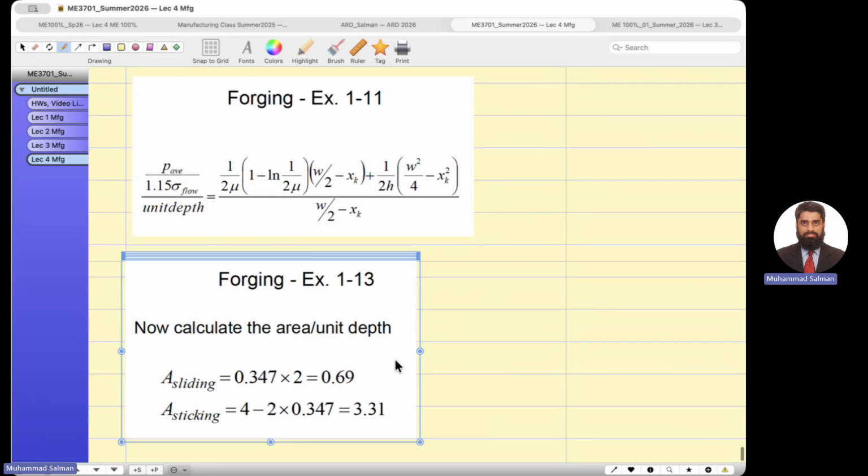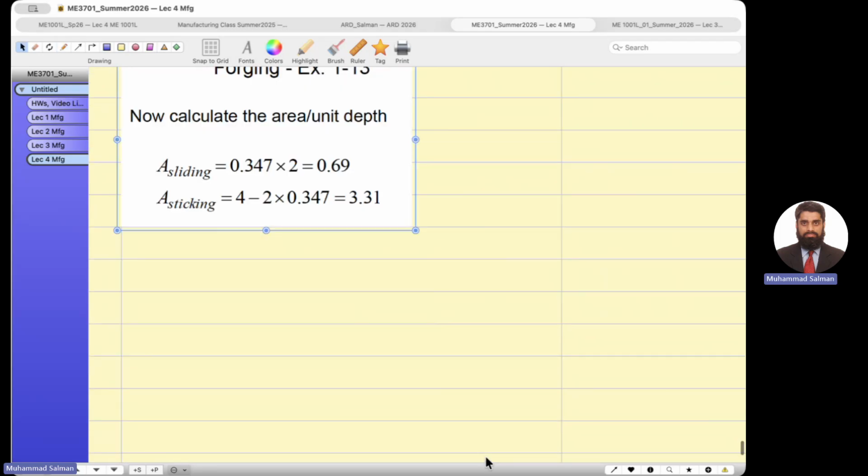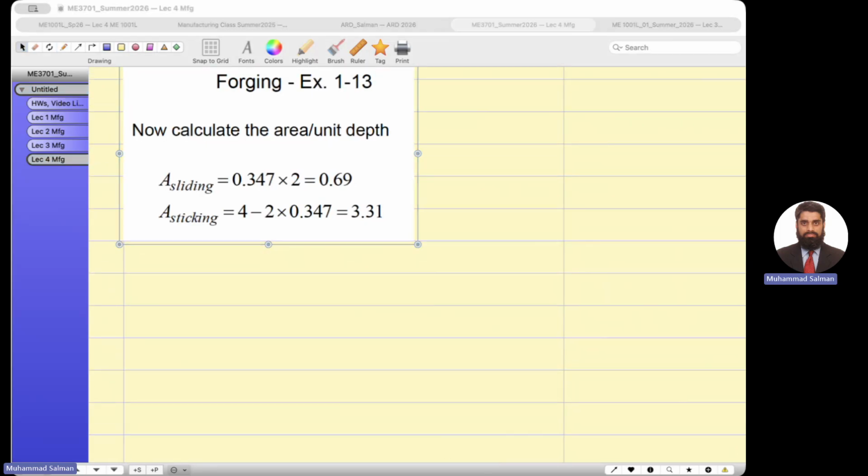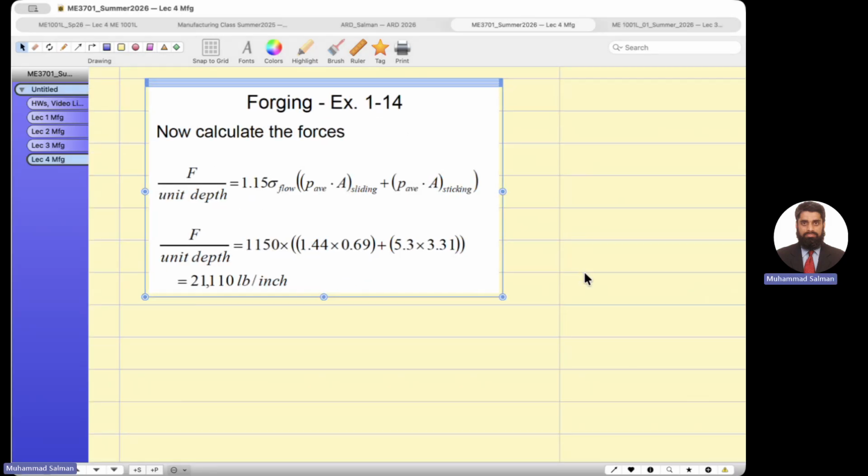If you understood this example, I assure you you will see a similar problem in your exam. You have to at least be comfortable solving the forging force required to change this dimension, to deform it.